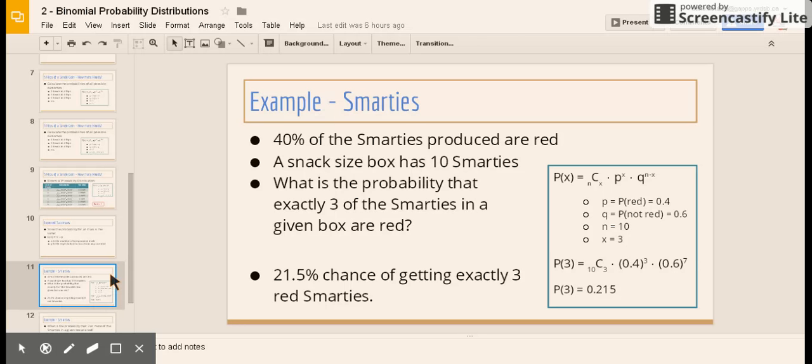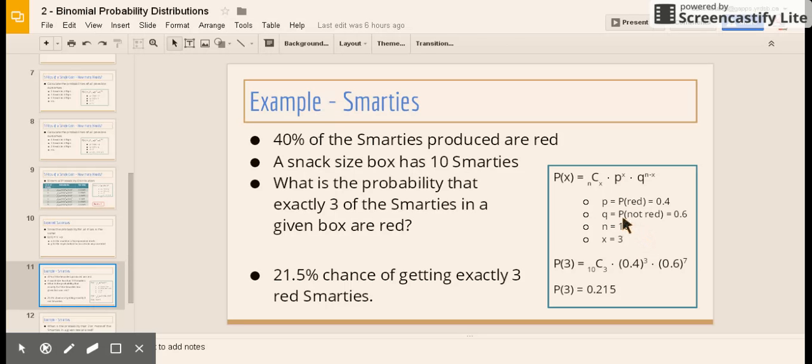Here's another example. So we have a snack-sized box of Smarties, which has 10 Smarties in it. 40% of the Smarties produced are red. So what is the probability that exactly 3 of the Smarties in a given box are red? All right, we're going to use these values off to the side. The probability of getting a red Smartie is 40%, so that's 0.4.